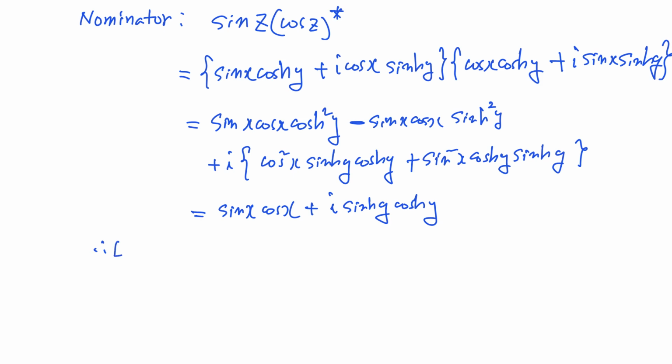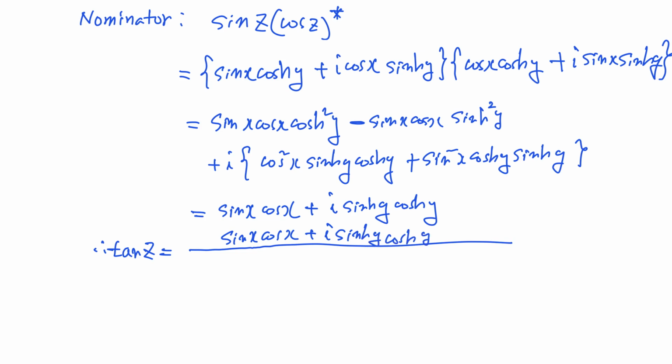So tangent z is sine x cosine x plus i sine hyperbolic y cosine hyperbolic y, over cosine square x plus cosine hyperbolic square y minus 1. And actually, in the previous class, I derived the cotangent z. So I think the only thing you need to do is secant z and cosecant z, right?